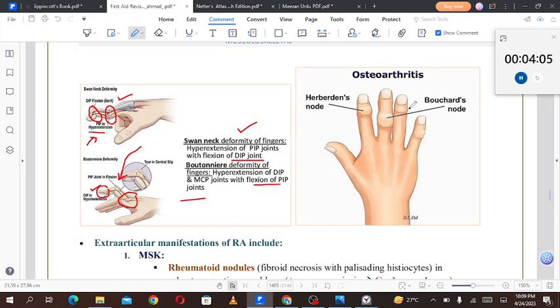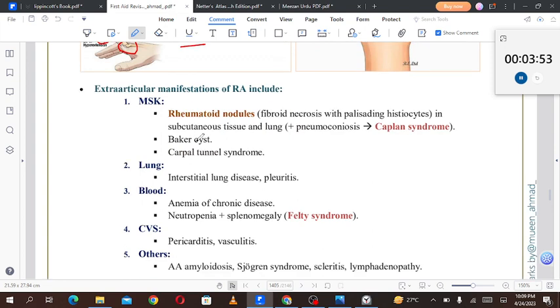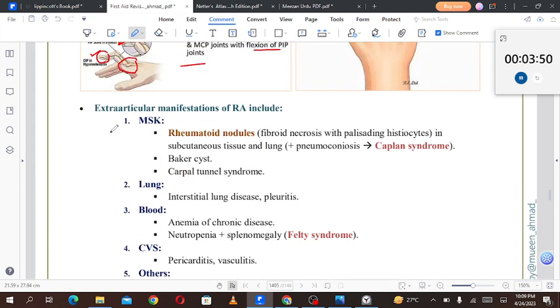So here you can see that there are two types of nodes. First one is Heberden node in the distal interphalangeal joint, and in the proximal interphalangeal joint we find the Bouchard's node. Then extra-articular manifestations of rheumatoid arthritis include manifestations in the musculoskeletal system, in the lungs, in the blood, in the CVS and others.